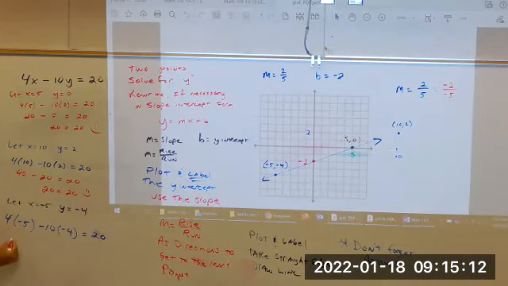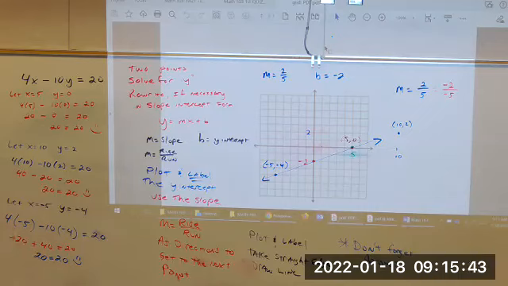A positive times a negative is a negative. 4 times 5 is 20. A negative times a negative is a positive. That's going to be a plus 10 times 4. That's 40. It's supposed to equal 20. -20 plus 40 is positive 20. So that point's on the line.